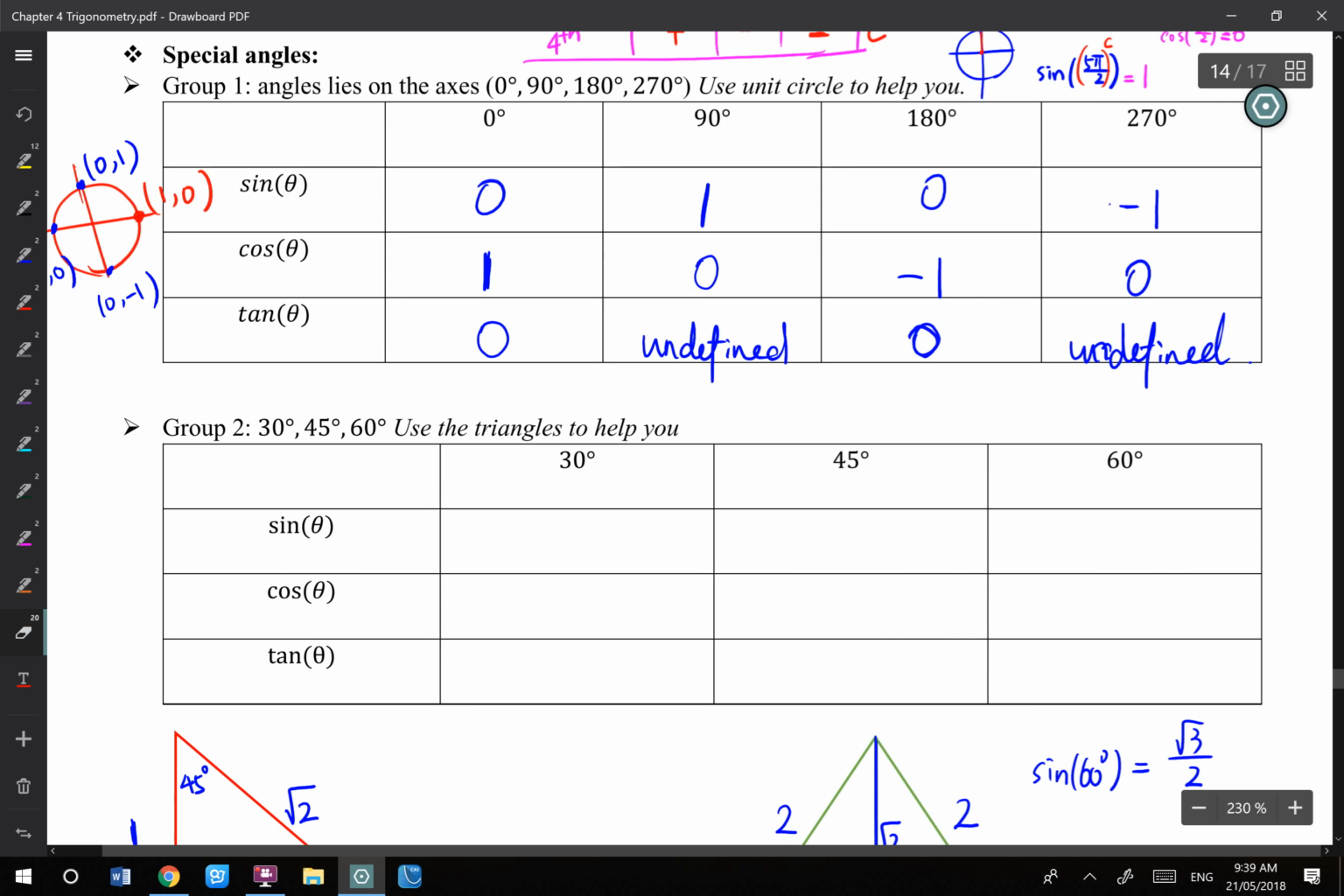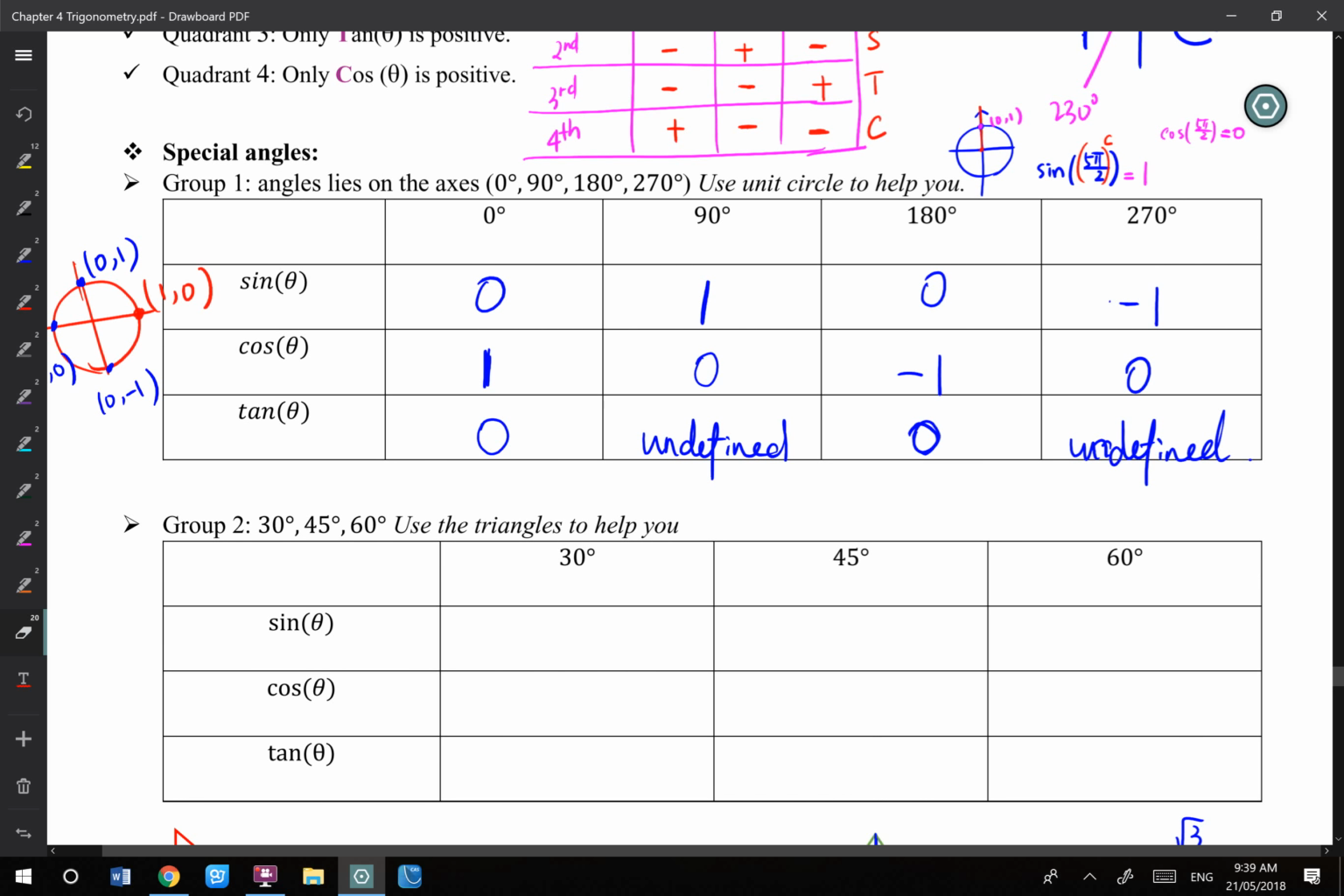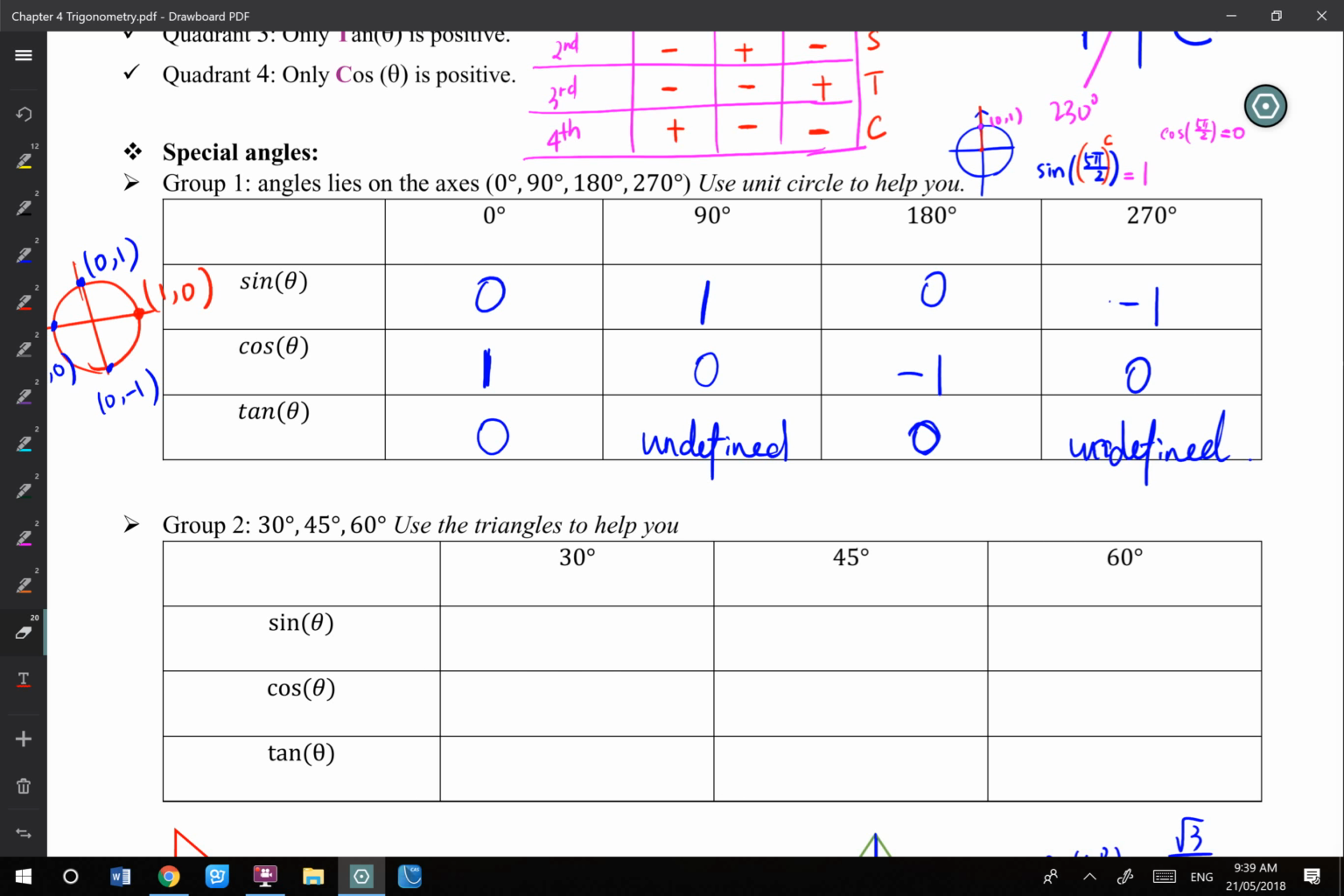Well, maybe we'll forget, because a couple of days ago we went through these special angles. So what are special angles? The first group of special angles are angles that are multiples of 90 degrees. They are the angles on the x-axis or on the y-axis. We use the unit circle to help us work out the value.